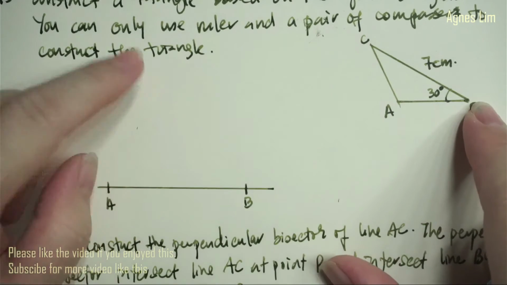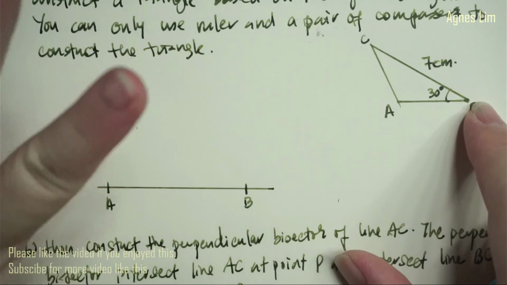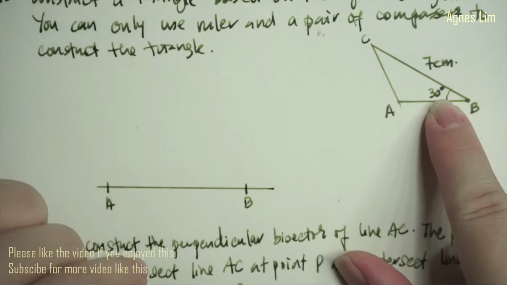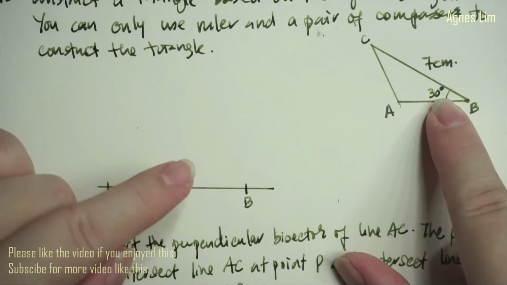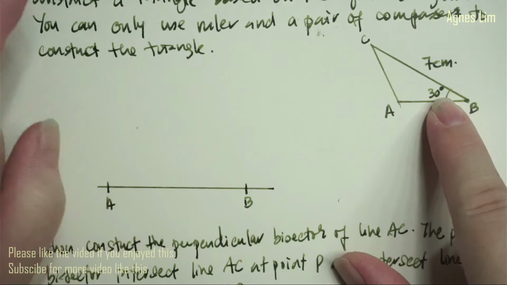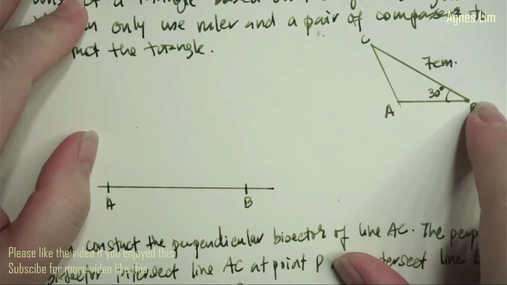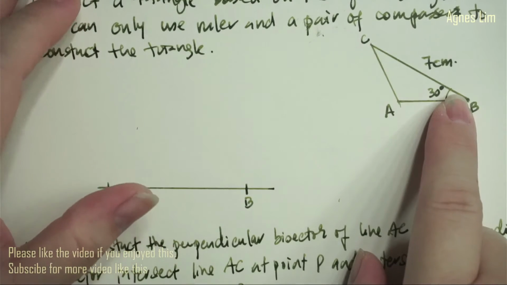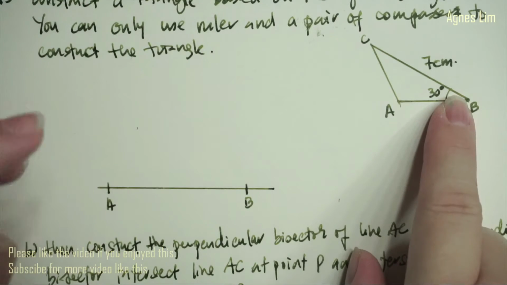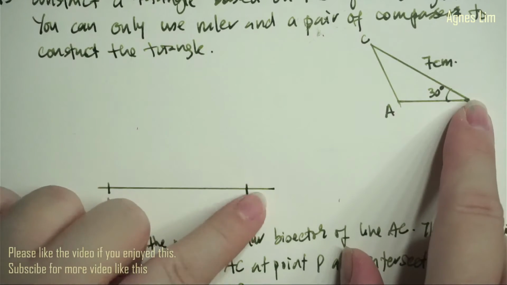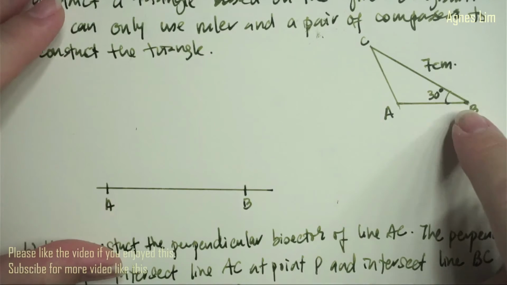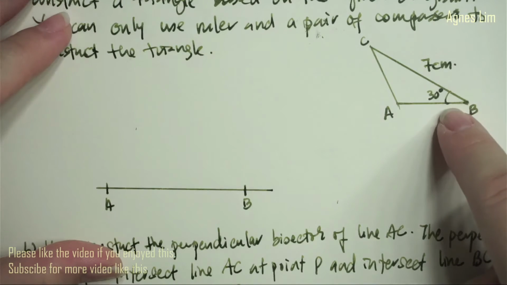So this one requires 3 skills. One is angle bisector, because this is 30, so we need a 60 degree and then angle bisector to 30. The other one is the first skill that we learned, which is to construct the line segment. So we have AB here, so we don't have a C. So the first thing that we need to do is to construct this angle 30.